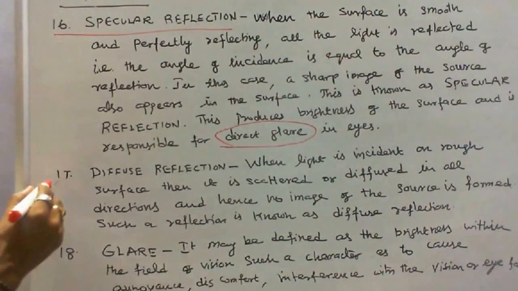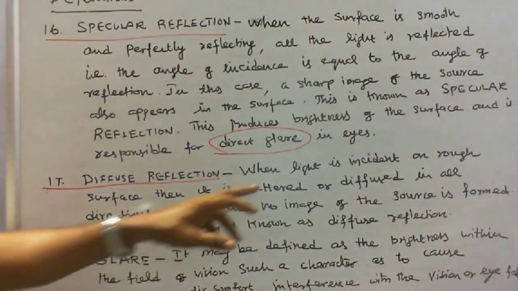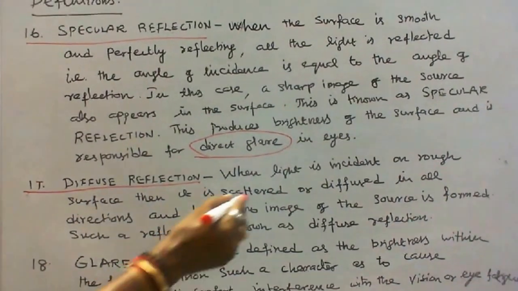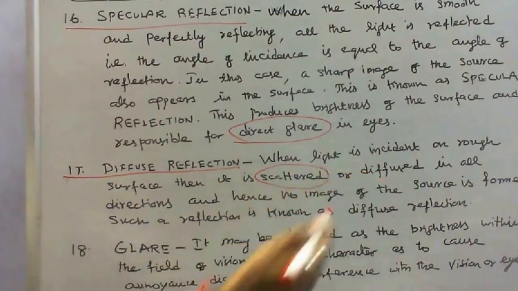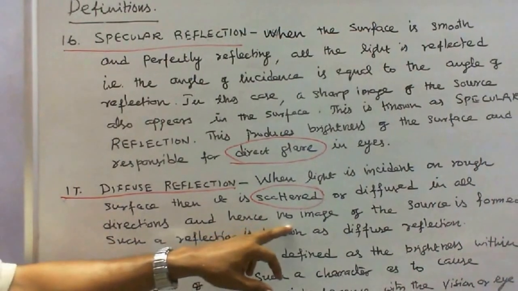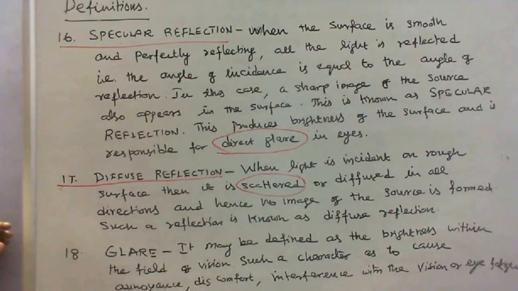The 17th term is diffuse reflection. When light is incident on a rough surface, then it is scattered or diffused in all directions, and hence no image of the source is formed. Such a reflection is known as diffuse reflection.